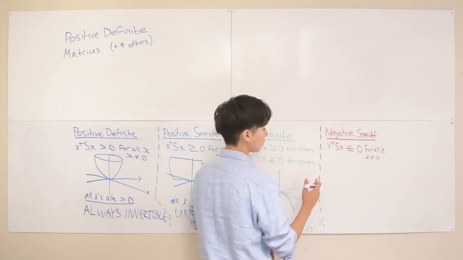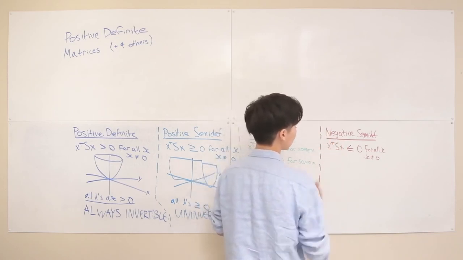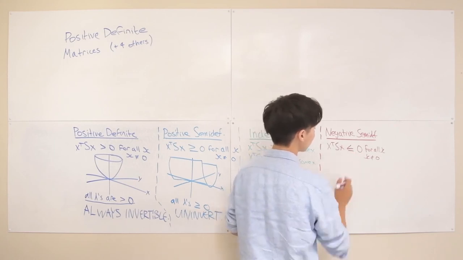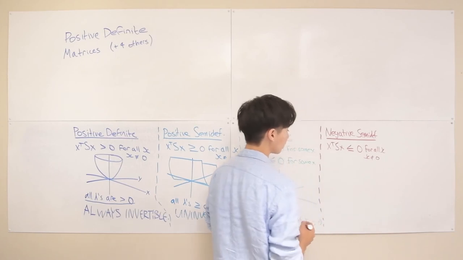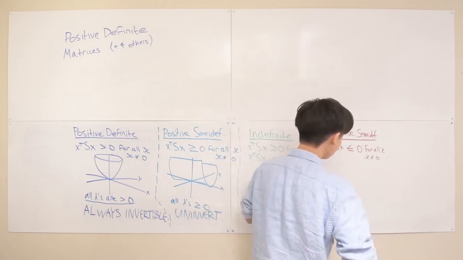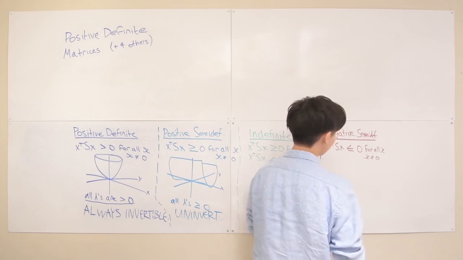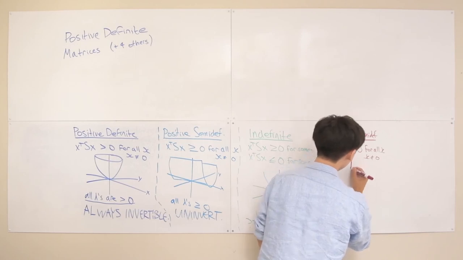So negative semi-definite matrix. We know a matrix S is negative semi-definite if we put it into quadratic form and this polynomial is less than or equal to 0 for all values of x except for when x equals 0, because when x equals 0, then everything equals 0. All right. Great. So let's draw the graphical intuition of what this looks like.